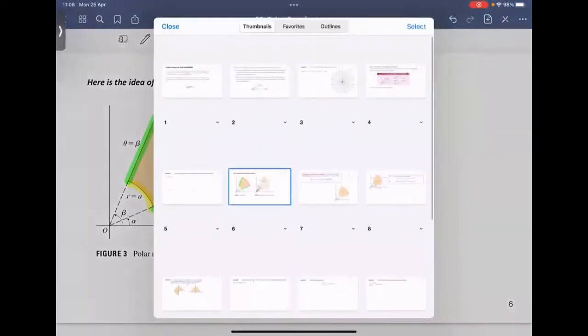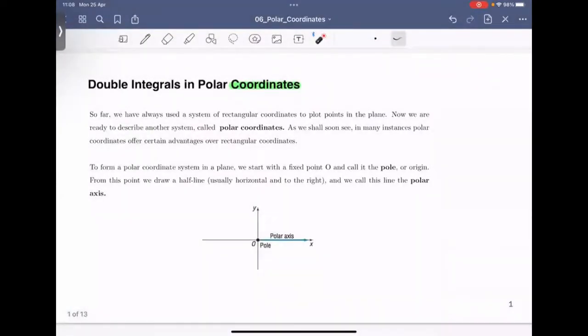Well, today, let me first give you an idea of polar coordinates. This is going to be different from what you learned in high school or when you were a kid, because we're going to call it polar coordinates. What you learn from high school, you have rectangular coordinates.